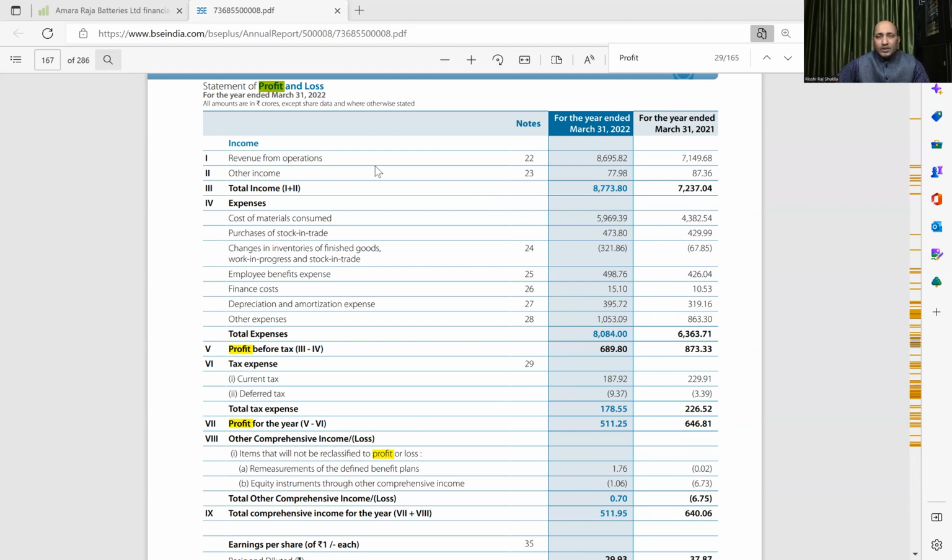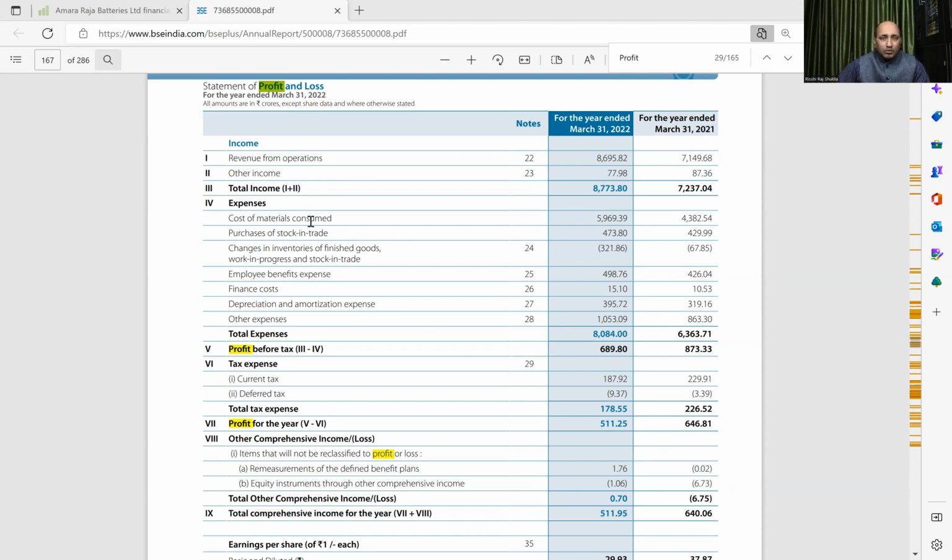First is from operation, that means sale of a battery, because this is a battery manufacturing company. Other income may be from interest, rental income, or maybe investment in other places, maybe mutual fund or bond. So whatever income is coming other than the core business, from other sources, will come under other income. Rest all will be under revenue from operations or sales from operations.